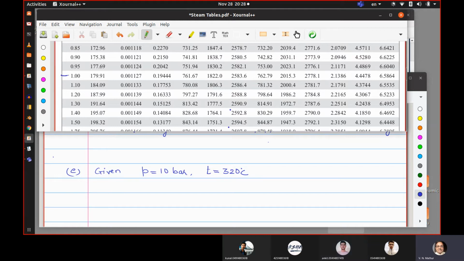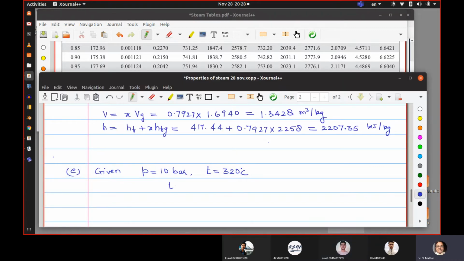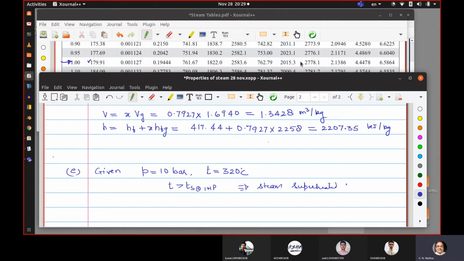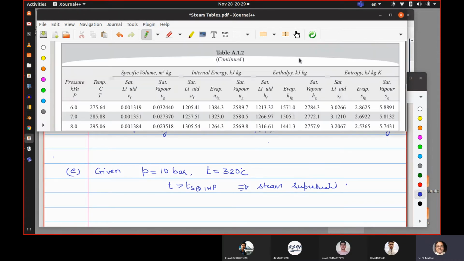So this is the value we are interested in. 179.91. So since the temperature is much larger than the saturated temperature of the saturated steam corresponding to 1 megapascal, this gives us the conclusion that the steam is superheated. So we must move to the superheated steam table, corresponding to 10 bar or 1 megapascal.